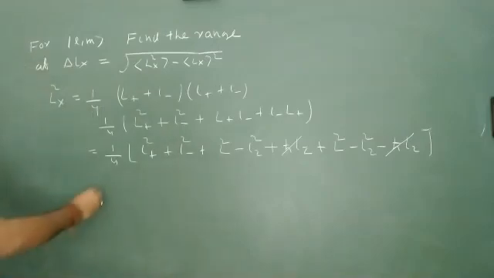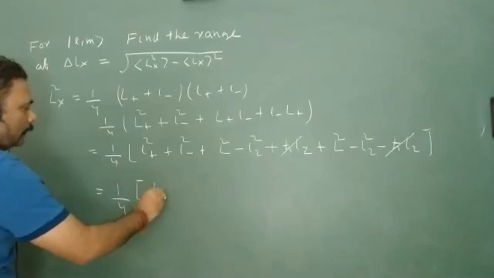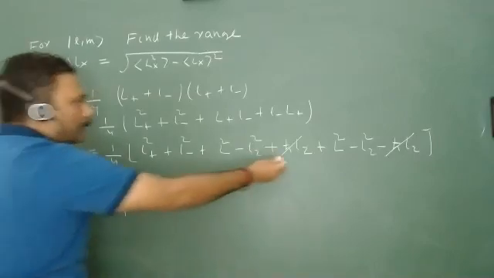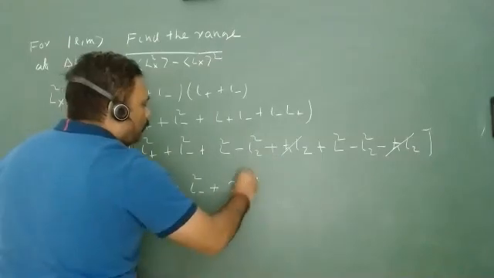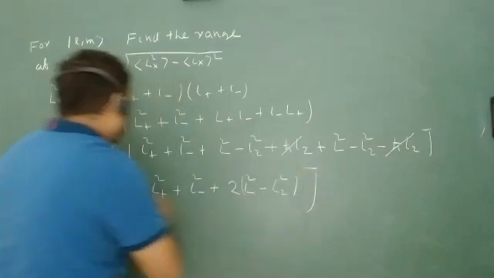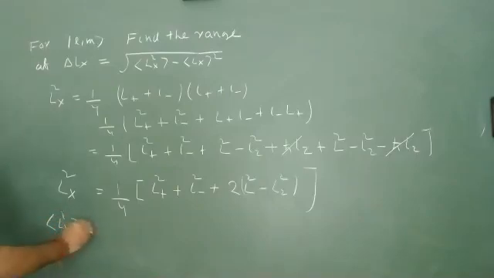And once these two numbers cancel out, we have this operator as 1 by 4 of L plus square plus L minus square, and this is 2 times L square minus LZ square. So this is equivalent to Lx square. Please always remember this is the operator for Lx square. And now let's try to calculate the Lx square expectation value.